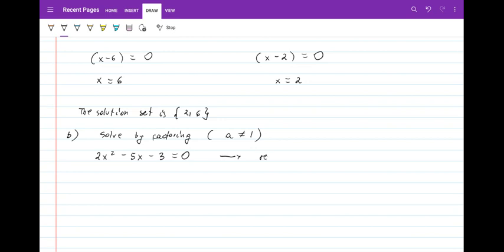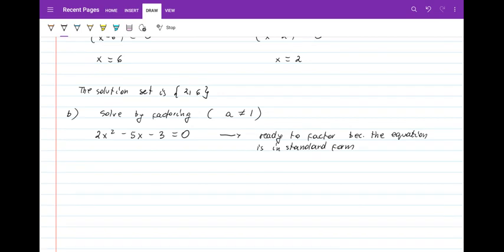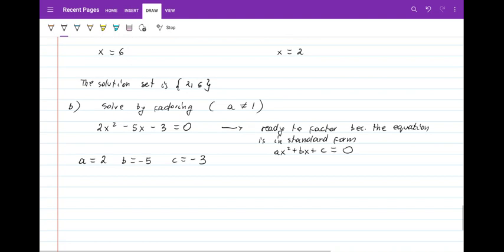So we are ready to factor because the equation is in standard form. Okay, so again, standard form is ax squared plus bx plus c equals 0. So I'm going to write down that a is the coefficient of x squared, which is 2, b is the coefficient of x, negative 5, and c is the number by itself, negative 3.